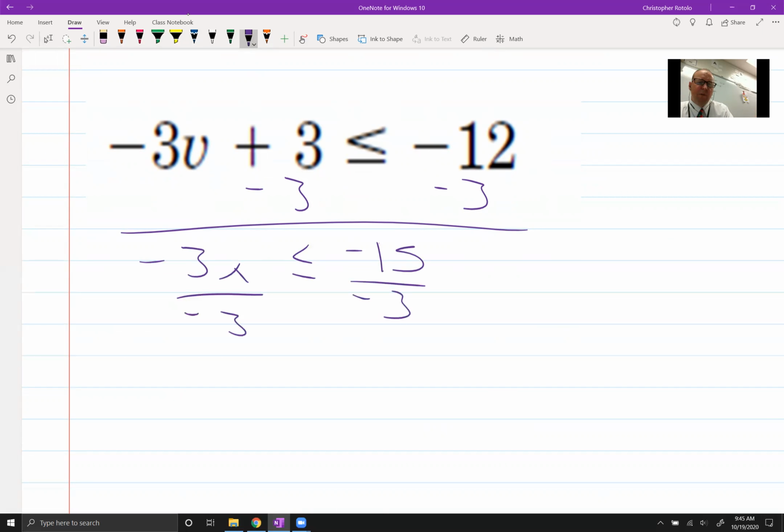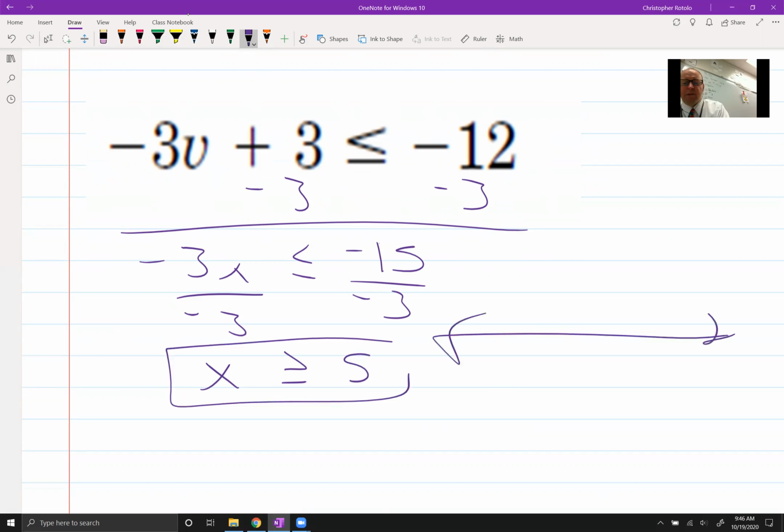All right, so quickly we moved our 3 by subtracting. We're going to divide by negative 3, dividing by negative 3. So that means I want to change that inequality. It currently says less than. Now we're going to go greater than. 15 divided by 3 is 5, both negative, so it becomes positive. And we'll throw that on the number line as well.